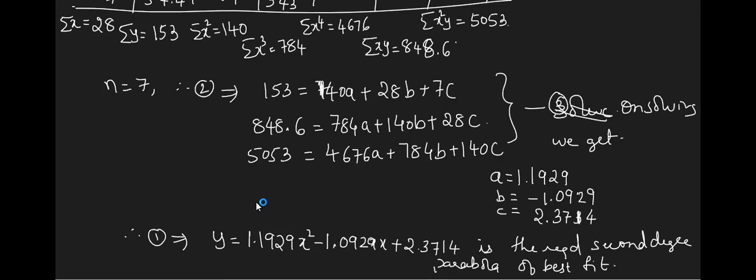This is again similar to your linear curve, only a little extension is there. One variable is extra, one unknown is extra. That's why we get one more equation.